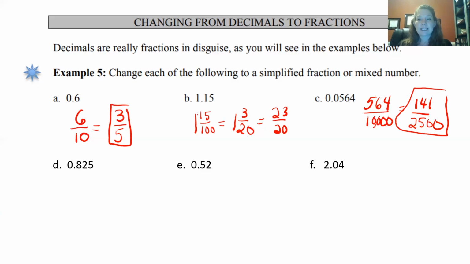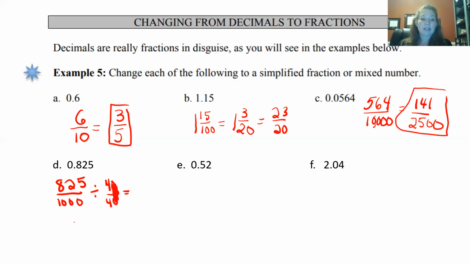So let's look at letter D. I pronounce this number 825 thousandths, and that's exactly what my fraction looks like, 825 thousandths. All right, and I think I can divide both of these by 40. Let's see. I might be wrong. 825 divided by 40 is, nope, I'm wrong. Let's try 4. Let's try just 4, not 40.